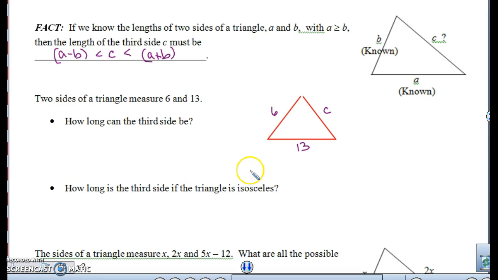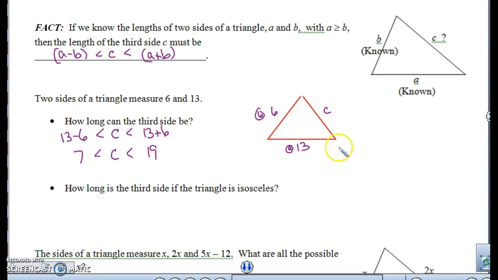Well, remember, the A value would be the bigger value, so this would be A, and this would be B. Following our formula here, A minus B would be 13 minus 6, and then A plus B would be 13 plus 6. So the values of C, the third side, would have to fall between 7 and 19. So C could be any value between 7 and 19.